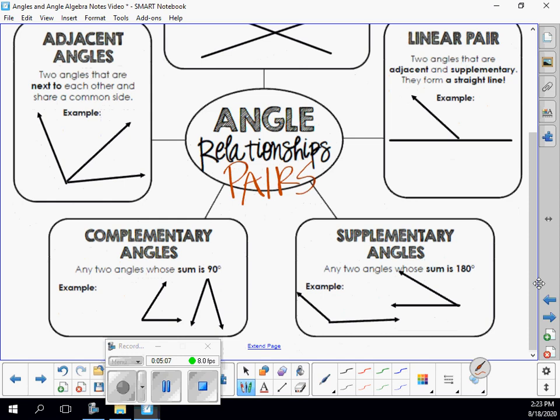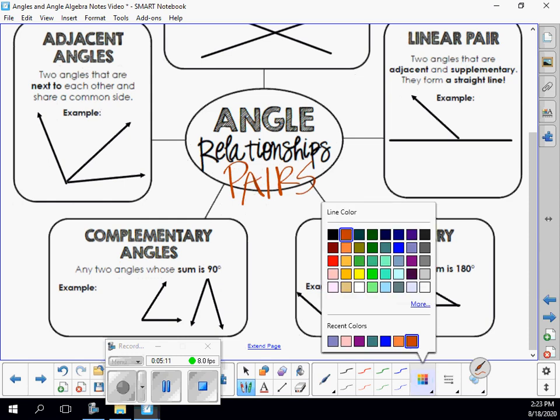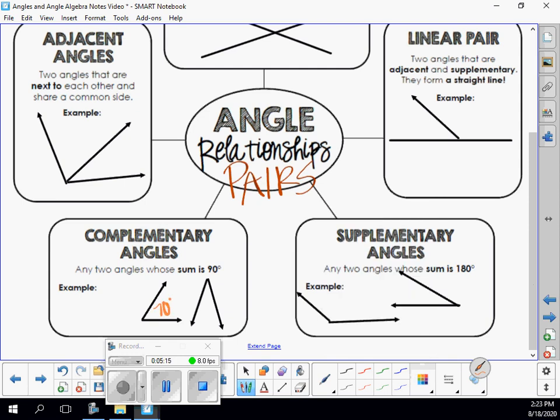Complementary angles are any two angles whose sum is 90. So I have these two angles here. Let's say that one is 70 and one is 20. We add those two together, we get a sum of 90. It has to equal 90, nothing more, nothing less.